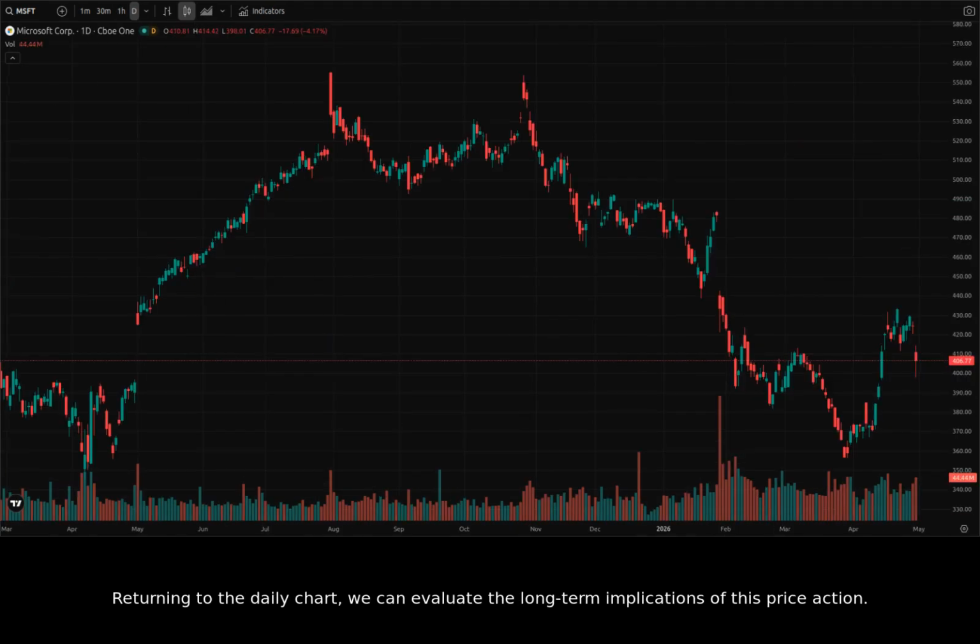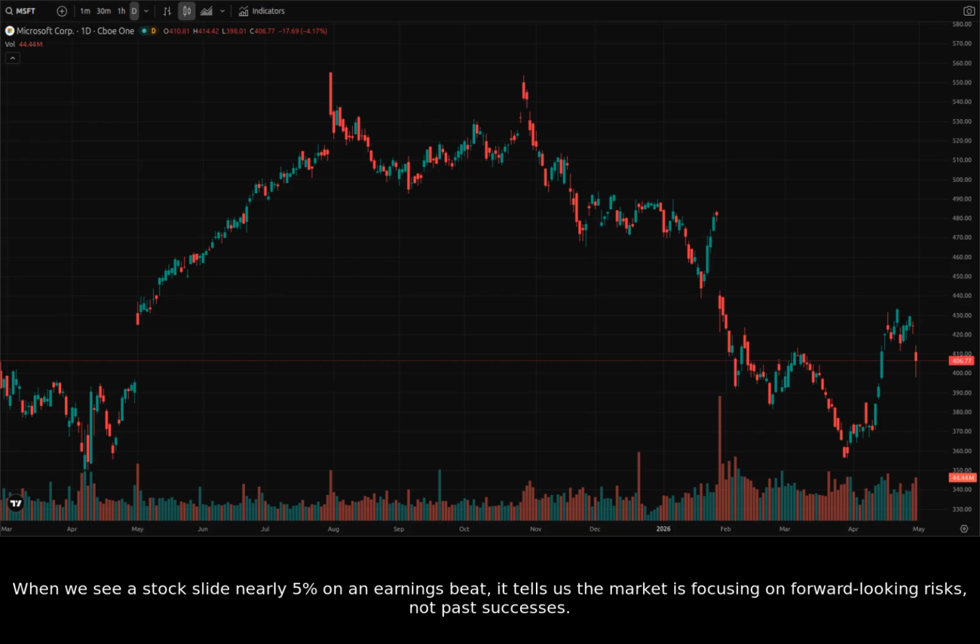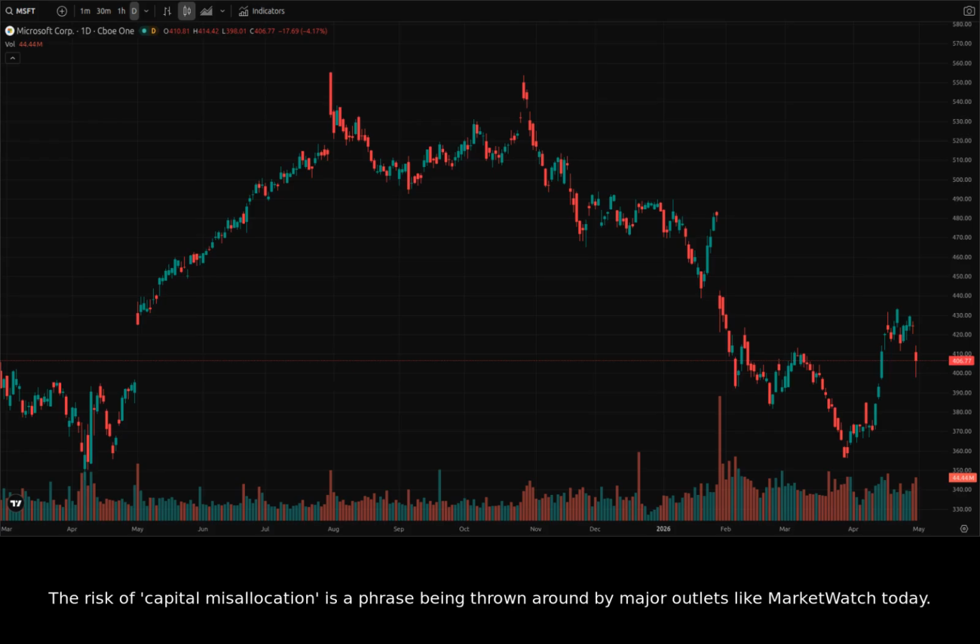Returning to the daily chart, we can evaluate the long-term implications of this price action. In the short term, being bearish is the logical choice given the massive volume of the current sell-off. When we see a stock slide nearly 5% on an earnings beat, it tells us the market is focusing on forward-looking risks, not past successes. The risk of capital misallocation is a phrase being thrown around by major outlets like MarketWatch today.